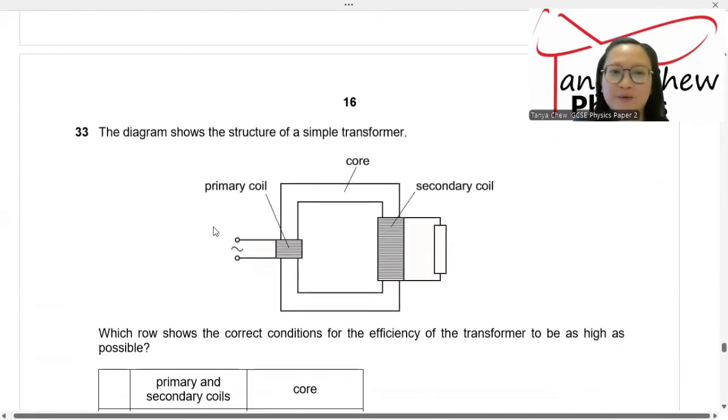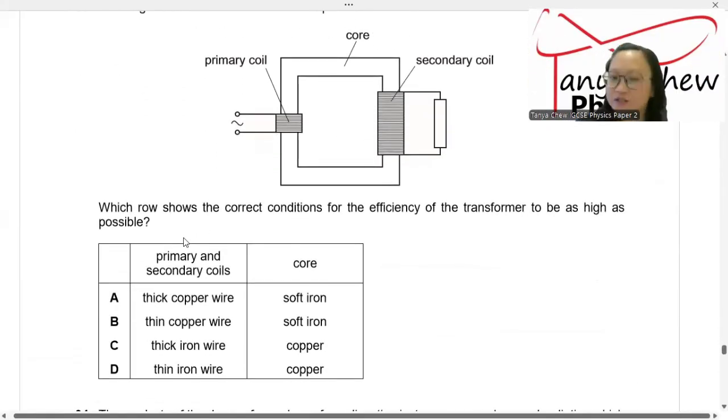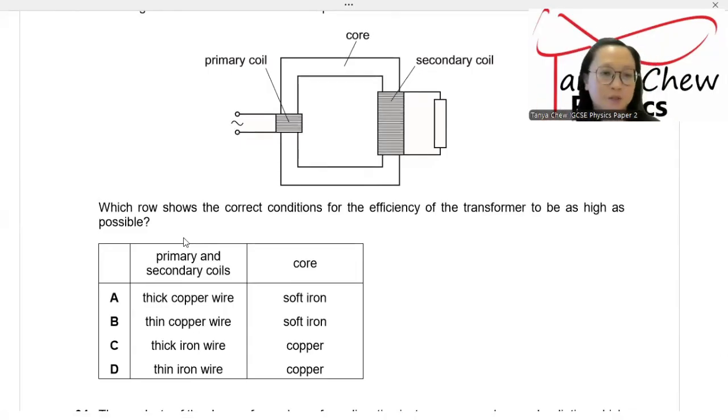Number 33, the diagram shows the structure of a simple transformer. So which row shows the correct conditions for the efficiency of the transformer to be as high as possible? Primary and the secondary coil.